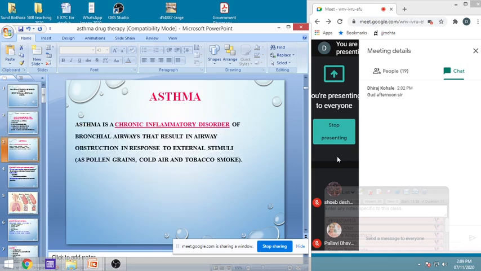So what are these? Example, asthma is a chronic inflammatory disorder of bronchial airways. It causes obstruction of the airways, and because of this there is a decrease in the airflow through this. It can be because of any external stimuli like pollen grain, cold air, or tobacco smoke, or many other allergens. Any other allergy can cause it.